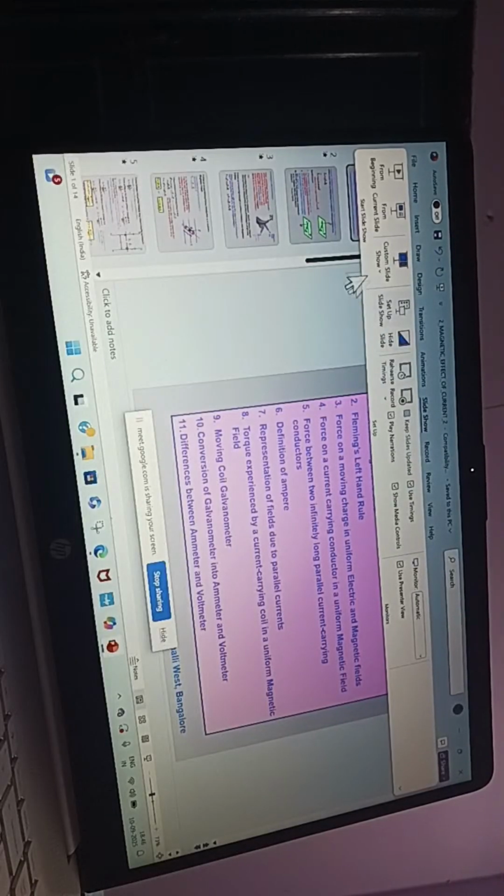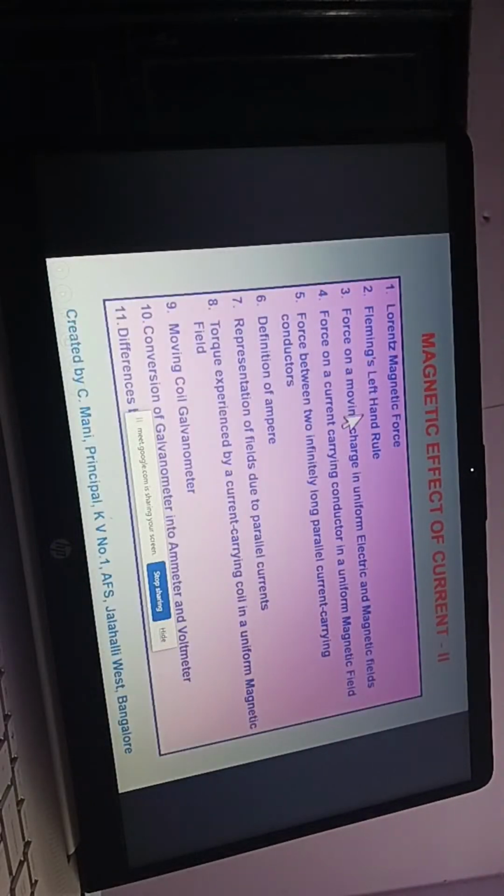State the Fleming left hand rule. The Fleming left hand rule states that the direction of the central finger is the direction of the current, the direction of the index finger is the direction of velocity, and the thumb is the direction of force. Yes. You have to state it properly.